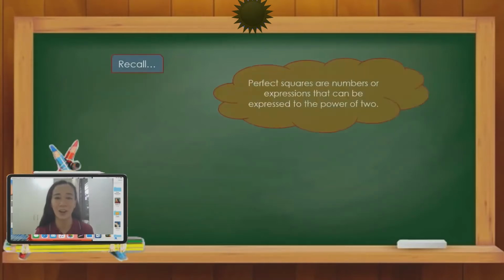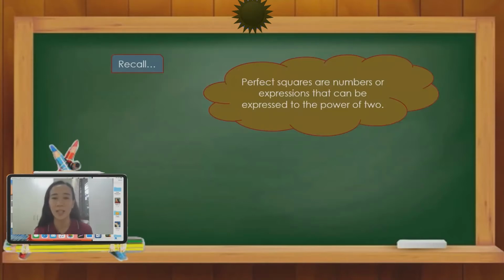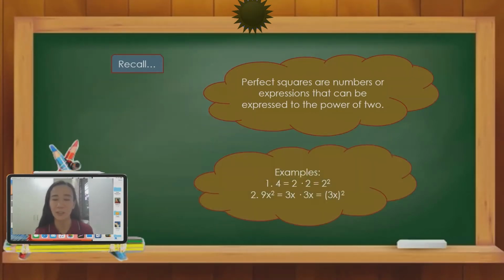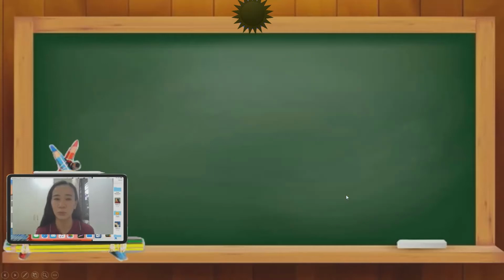First, let us have a recall. Perfect squares are numbers or expressions that can be expressed to the power of 2. Another recall is the examples of perfect squares. For example is the number 4. 4 can be expressed as 2 times 2 or 2 raised to the power of 2. Another example is 9x squared. 9x squared can be expressed as 3x times 3x or 3x raised to the power of 2.